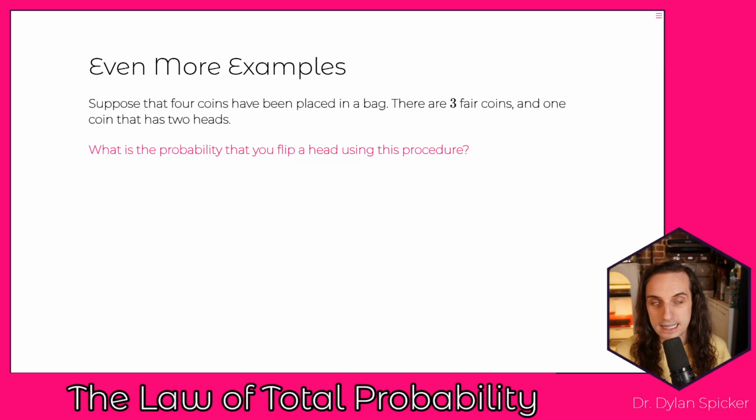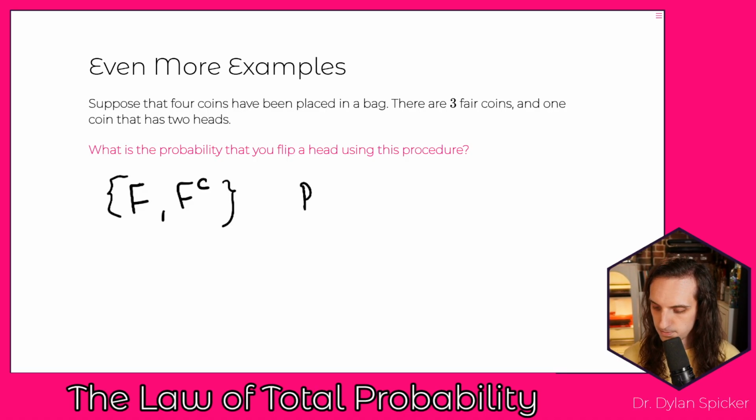Now, looking at an even further example, we have 4 coins that have been placed in a bag. 3 of them are fair coins, and 1 of them has 2 heads. What's the probability that we flip a head if we draw a coin at random from this bag and then flip it? At this point, we're starting to see the pattern, hopefully. It's going to depend on which coin we actually pull out of the bag, because we can pull the fair coin or we can pull the not fair coin, which I'll just write as F complement here. So this forms a partition for us.